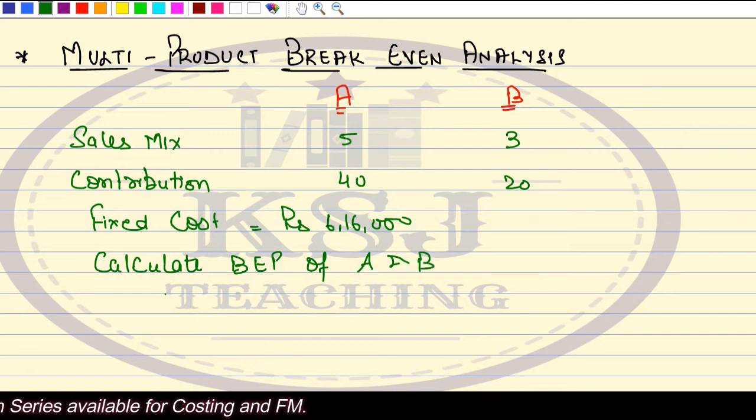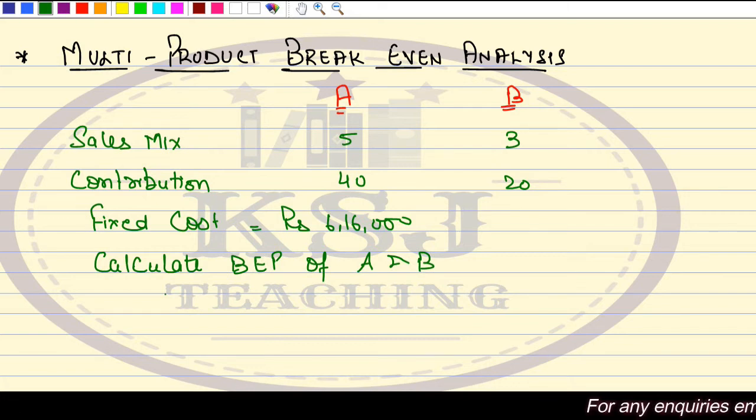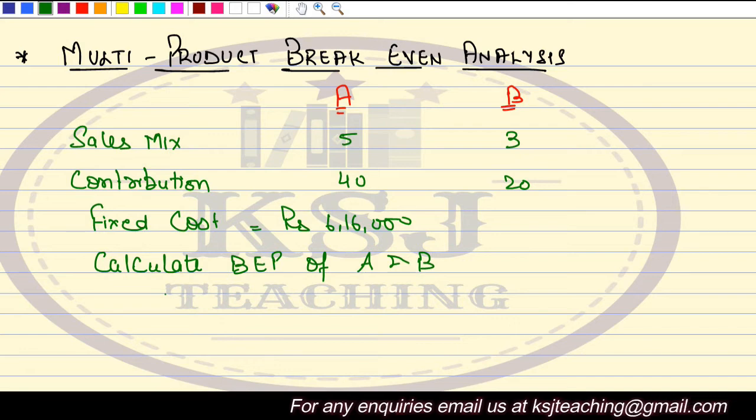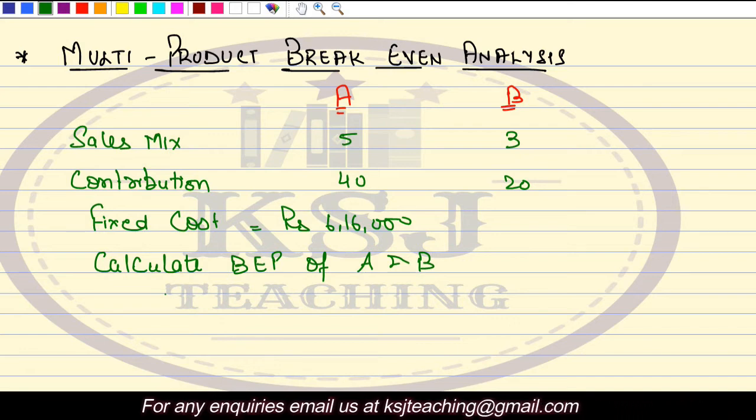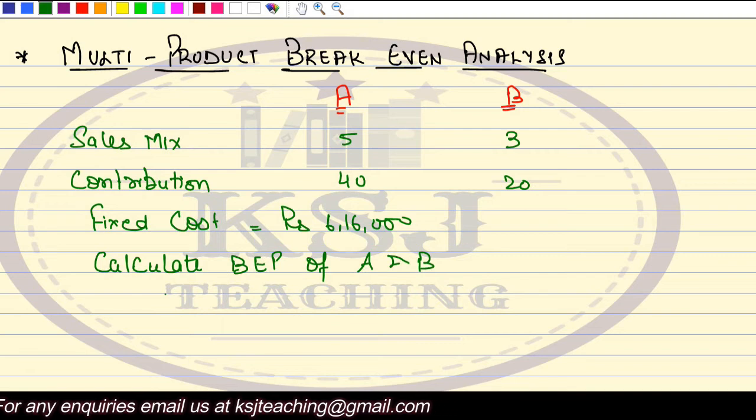Sir, what is the problem in this case? Now listen to it very carefully. When we calculate break-even point, we say fixed cost by contribution per unit, right? Here, the fixed cost of 6,16,000 is given as combined for both the products A and B, whereas the contribution is given separately for A and B. How will you calculate the break-even point separately?